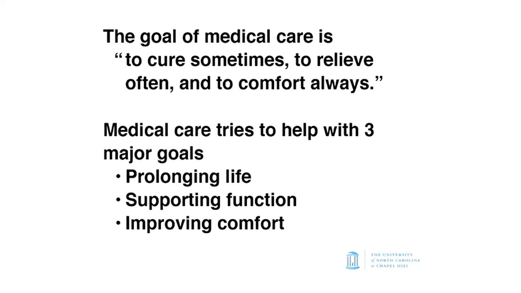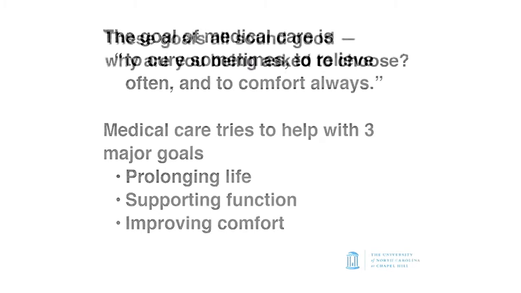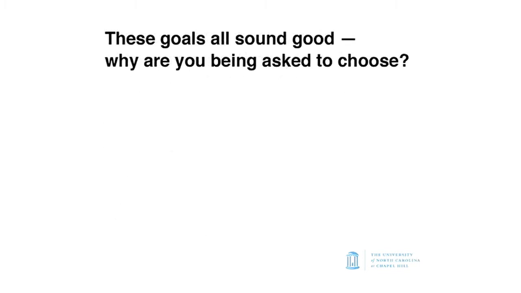Dementia is a difficult illness and one that cannot be cured. What you can do is talk with doctors about which of these medical goals is most important. Keeping the person with dementia alive as long as possible, supporting their function and slowing its decline, or improving comfort and quality of life. These goals all sound good.